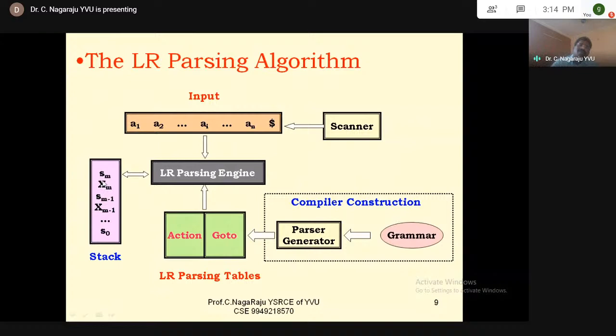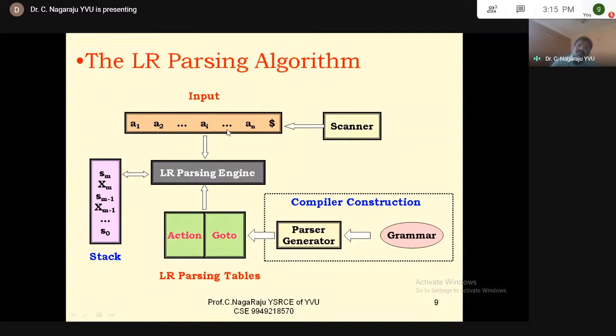The stack contains Sm as the top state. We can call it the top of the stack. Sm is the top of the stack, and here is Xm. All the X's are grammar symbols, and all the S's are called state symbols. Later we will go in depth about what the state symbols and the symbols are. So here we can use the LR parse engine.